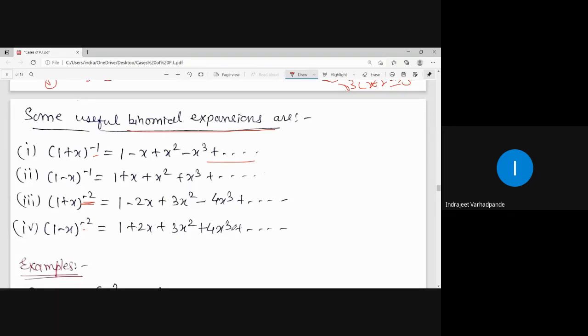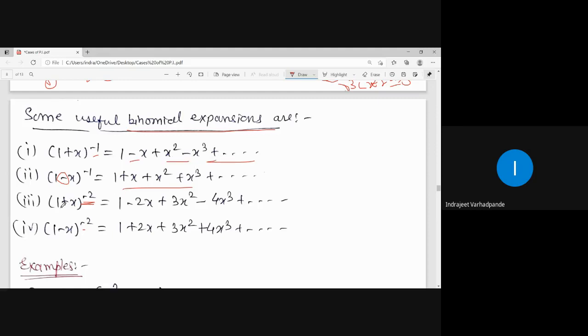So this is very important. Binomial expansion. We are going to require this in solving the examples again and again. So some useful binomial expansions: (1 + x)^-1, (1 - x)^-1, (1 + x)^-2, (1 - x)^-2. In minus, all the terms are positive. In plus, the terms are alternate plus minus.